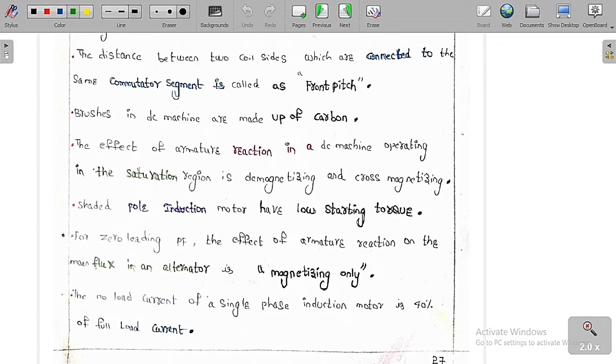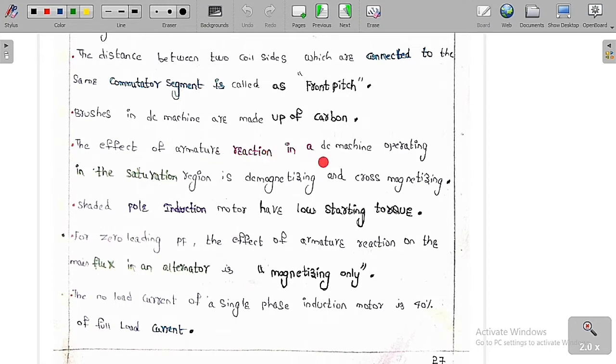So, brushes in a DC machine are made up of carbon. We make the brushes in a DC machine basically of carbon only.